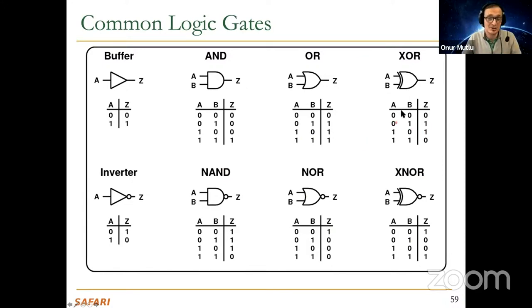And an XOR gate actually outputs a one if an odd number of inputs are ones, basically. And XNOR is essentially the complement of that.